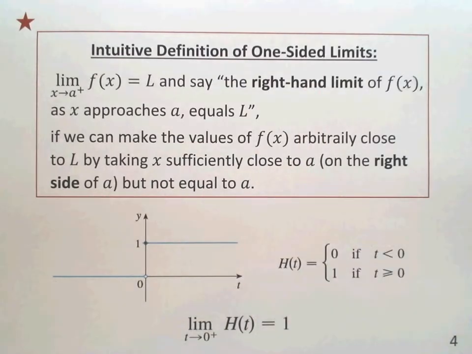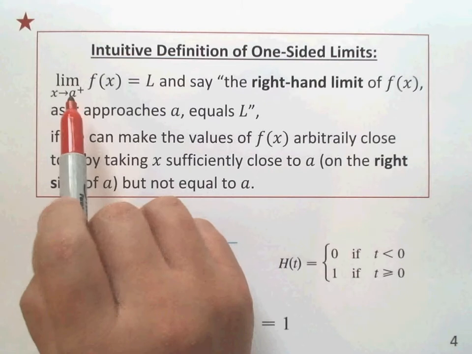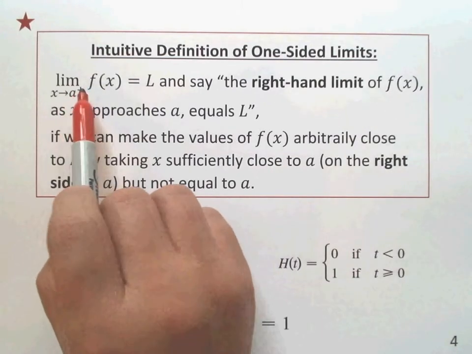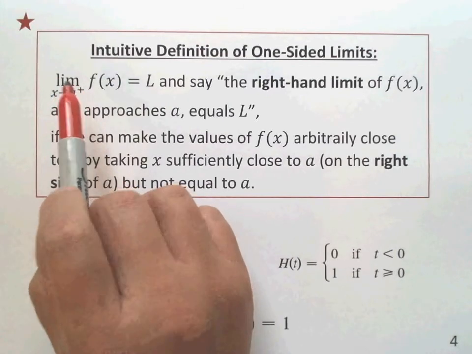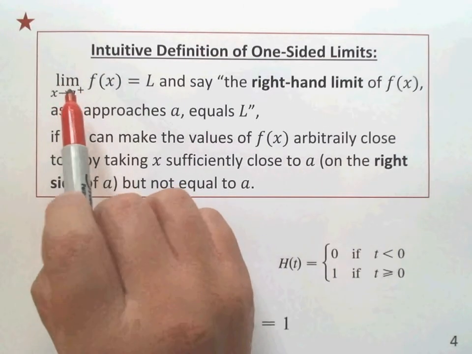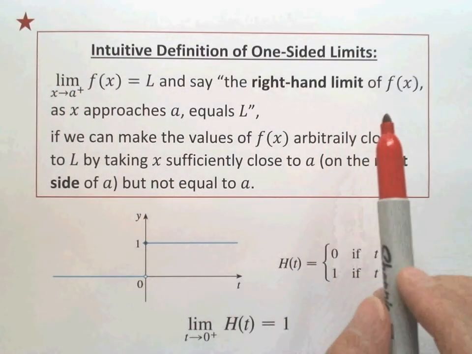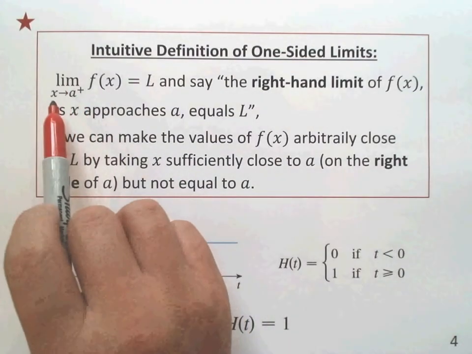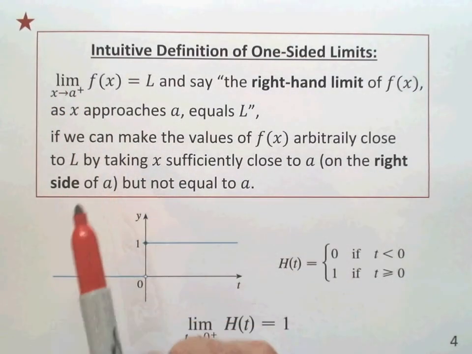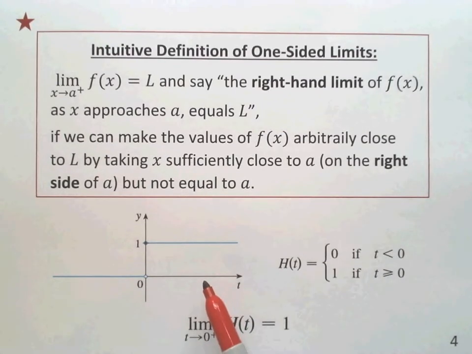The same applies if we look at the right side. We call it the right-hand limit. One difference is that instead of putting the minus, we put a plus on the exponent, on the power of a. This notation means the right-hand limit, which means we only look at x on the right side of a. It's one-sided.